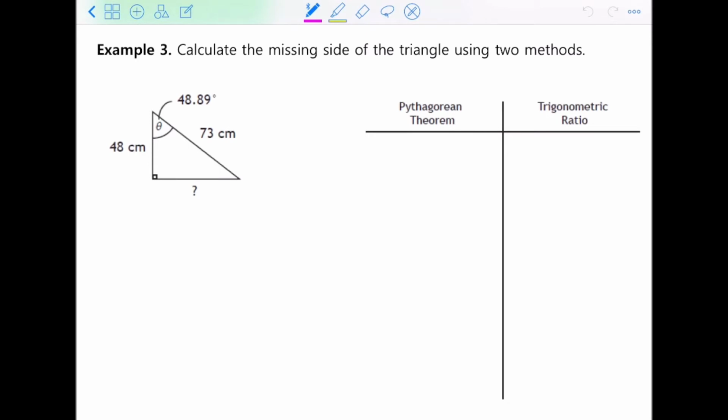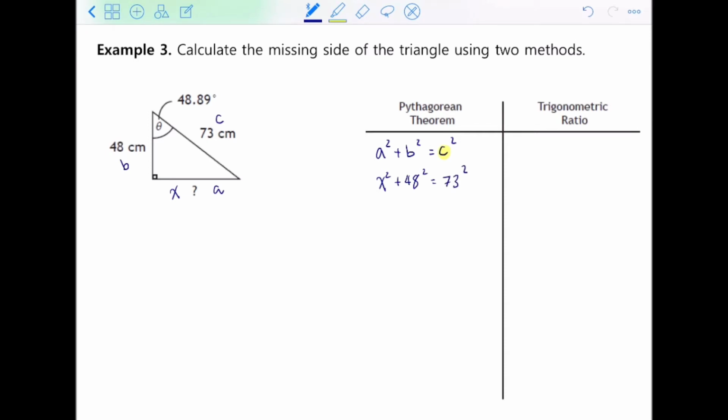Alright, so Pythagorean theorem, we all know that this formula is valid for all right triangles where C is the length of the hypotenuse, the longest side. So if we label it, A and B are interchangeable, so I can just set the question mark side as A, and we can solve for the missing value by setting up our theorem. So A would be, let's say, X. So X squared plus B, which is 48 squared, equals C, which is 73 squared.